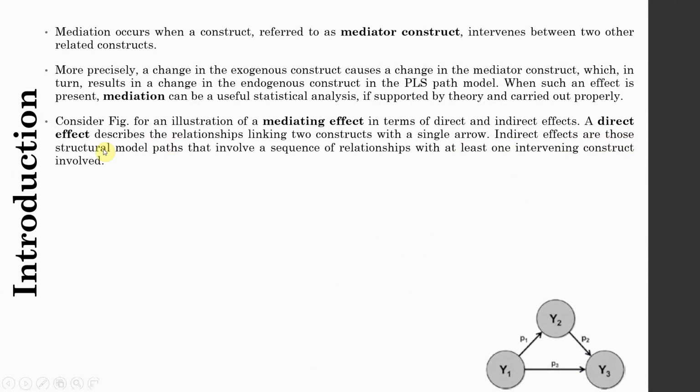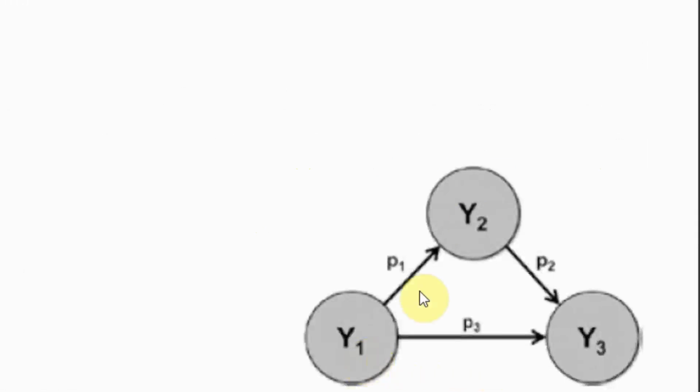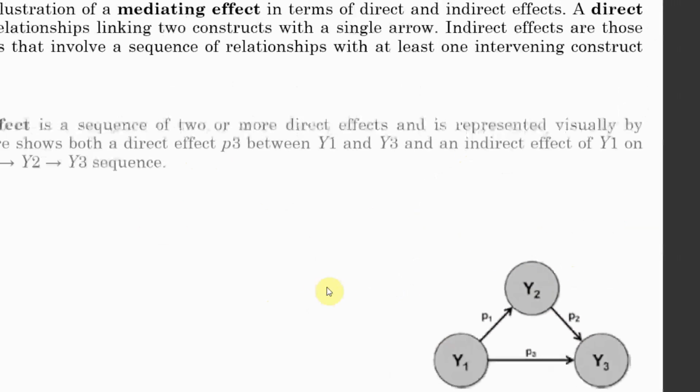Indirect effects are those structural model paths that involve a sequence of relationships with at least one intervening construct. Now look at this. There is a sequence of relationships between Y1, Y2 and Y3. Y1 influences Y2, Y2 influences Y3. So your Y2 is your mediator construct or mediating variable. In this case, we only have one intervening construct, but there could be more than one.